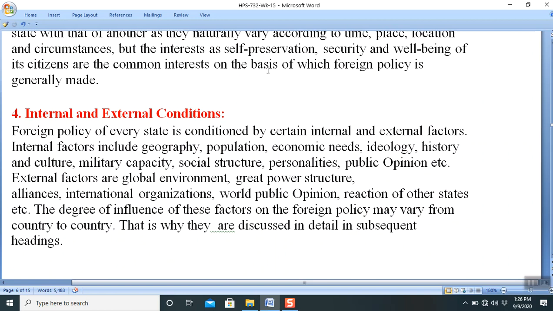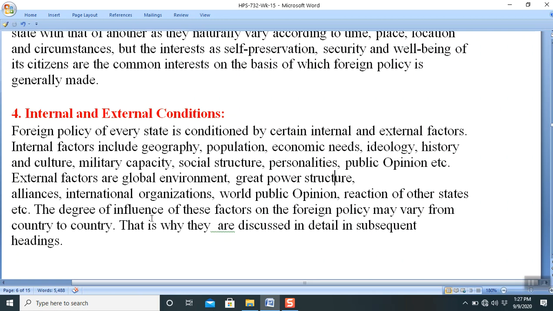Fourth is internal and external conditions. Foreign policy of every state is conditioned by certain internal and external factors. Internal factors include geography, population, economic needs, ideology, history, culture, military capacity, social structures, personalities, public opinion. Fine. External factors are global environment, great power structure, alliances, international organizations, world public opinion, reaction to the other states.